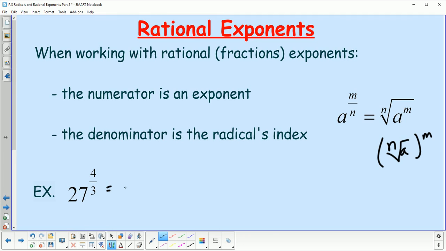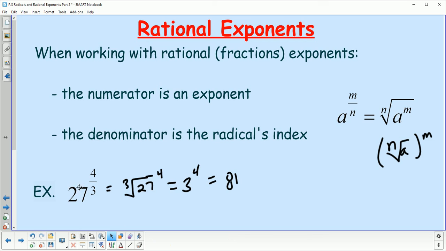So what we have here is then the cube root of 27 being raised to the 4th power. In this case, it's easier to take the cube root first because we know the cube root of 27 is 3, and then we're going to raise that value to the 4th power, and 3 to the 4th power is 81. So that would be the simplification of 27 to the 4/3.